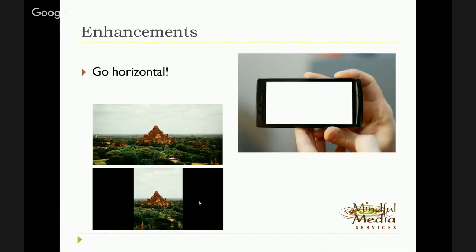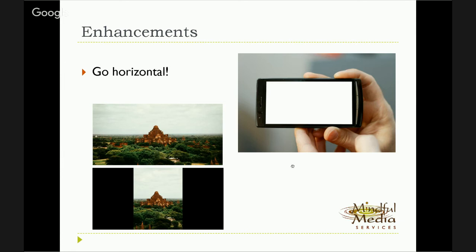Okay, so I want to talk about some enhancements that I want you to be aware of while you're doing your shooting. The first one is just a basic principle of shooting video. You need to go horizontal. Now, I've got an example here to show you. Here's a smartphone that is positioned horizontally. That's the correct way to hold it to shoot video.